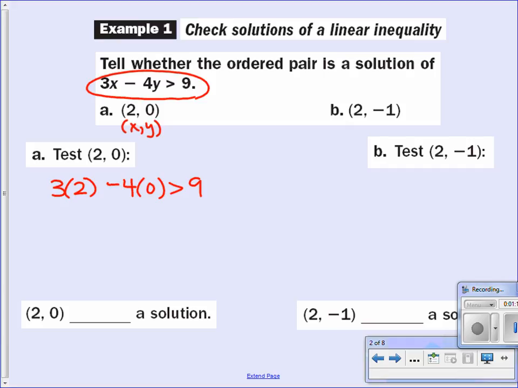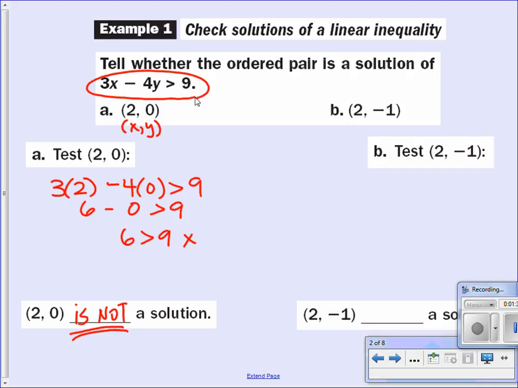So 3 times 2 is 6, minus 0 is 6. Is that greater than 9? No. So 2, 0 is not a solution. That would not work in this linear inequality.